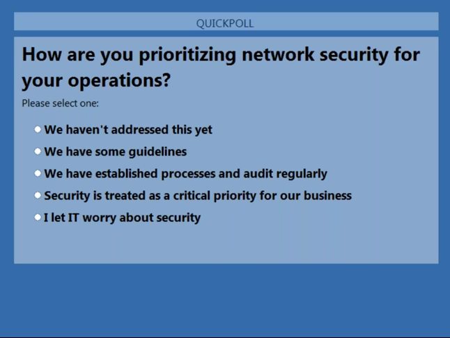Number 2 is maybe a little bit more basic: we have some guidelines, and maybe this is for some of you that are just starting to embark on this process. The third item down: we have established procedures, and we even do audits regularly for this, right? A little more established and practiced within these organizations. The next one is security is treated as a critical priority for all of our business. That's somebody that's been doing this for a while.